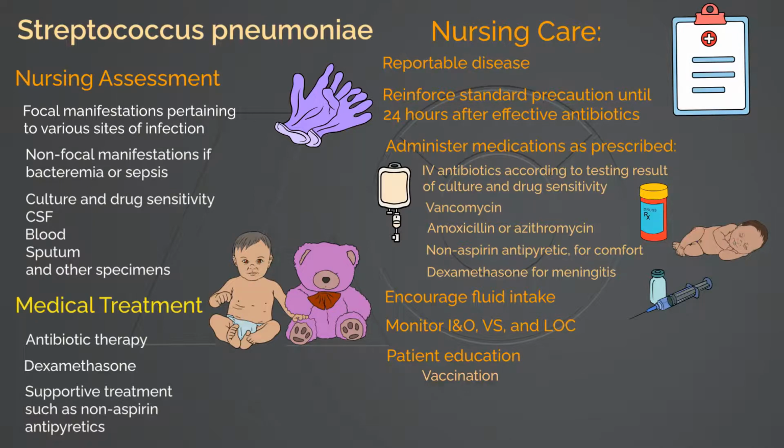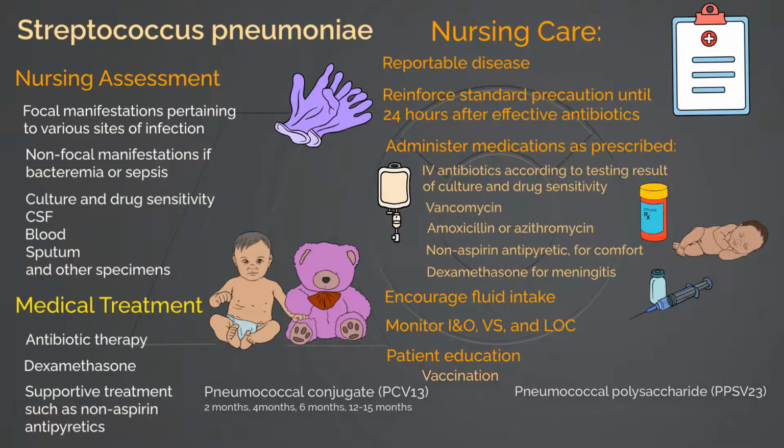Last but not least, reinforce teaching on vaccination. There are 2 types of vaccines for pneumococcal infection, pneumococcal conjugate and pneumococcal polysaccharide. The former is the recommended routine vaccine, and the latter is the second option and can only be given to children who are at least 2 years old. Recommended routine vaccination is to administer a series of 4 doses of pneumococcal conjugate at age of 2 months, 4 months, 6 months, and last dose at age between 12 and 15 months.